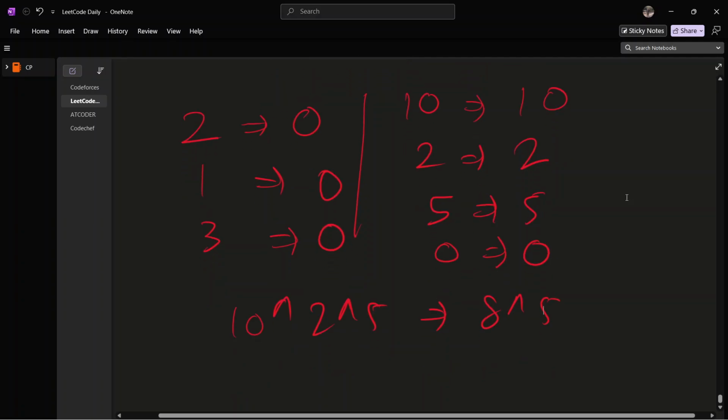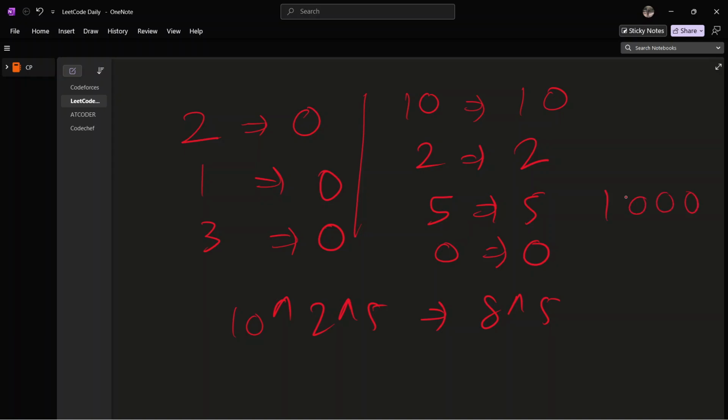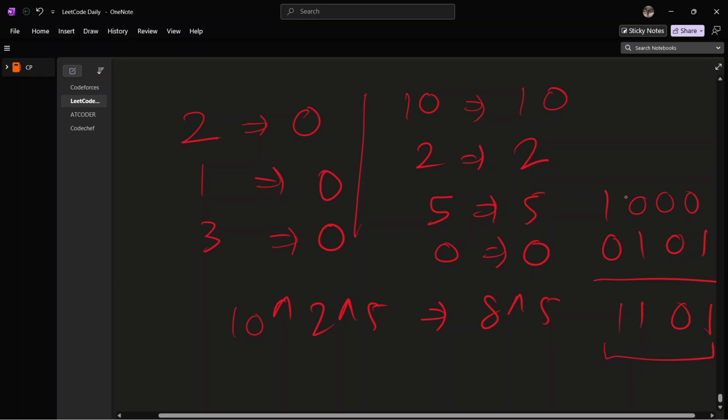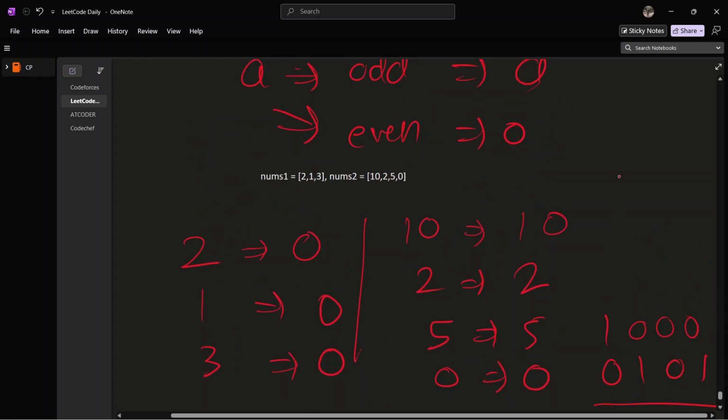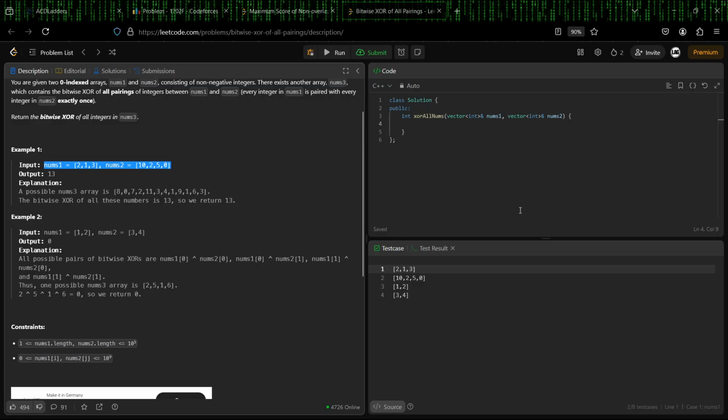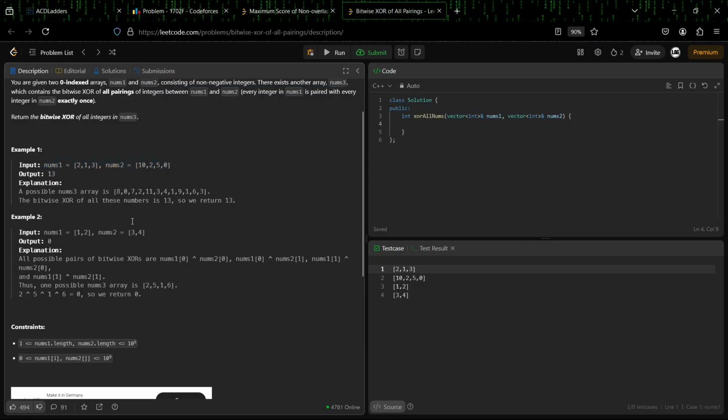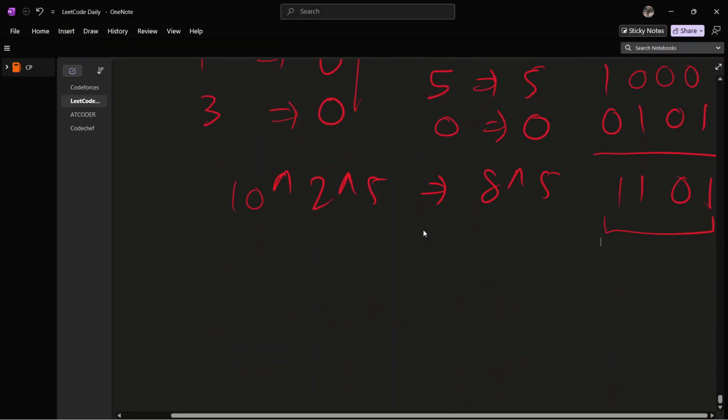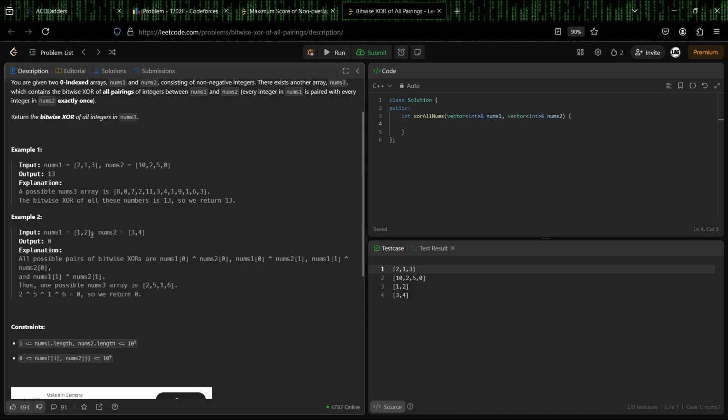And if we can see, 8 can be represented as 1000, 5 can be represented as 0101. So bitwise OR of this is 1101. So the final answer should be 13. And yes, the final answer is 13. So this is how we get to the answer.